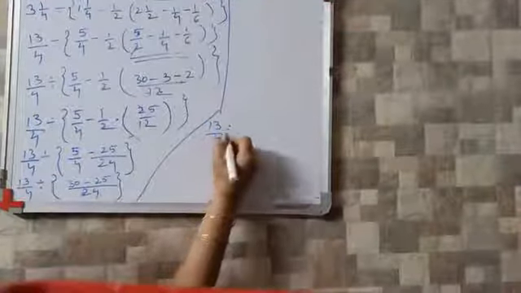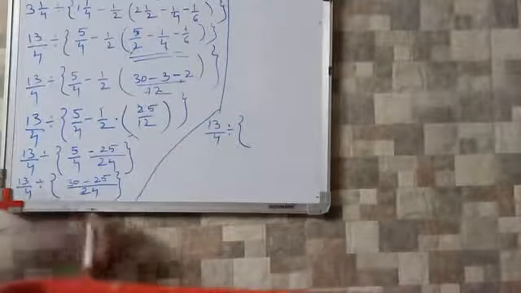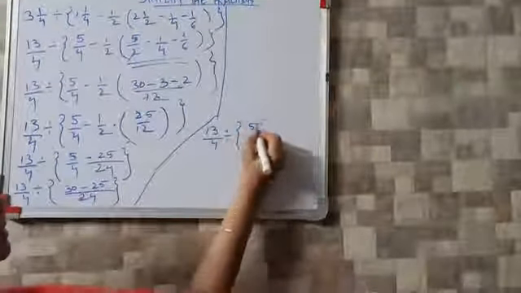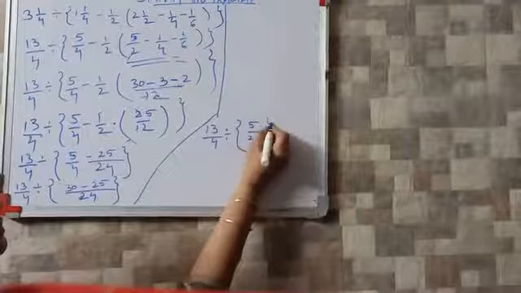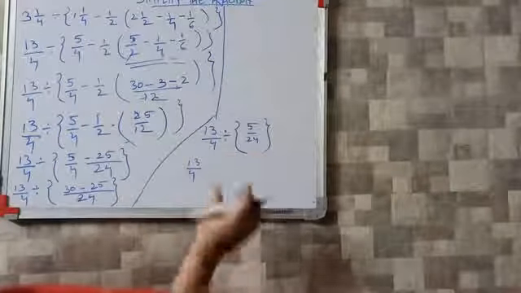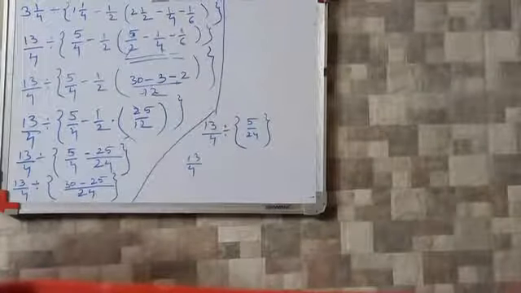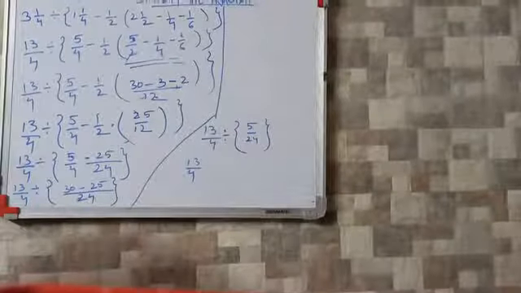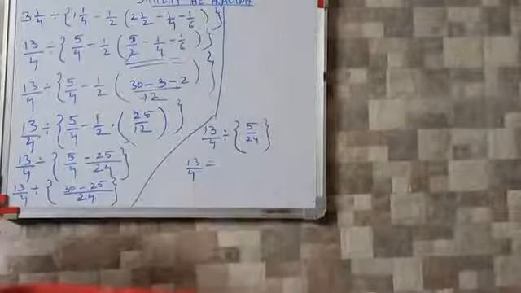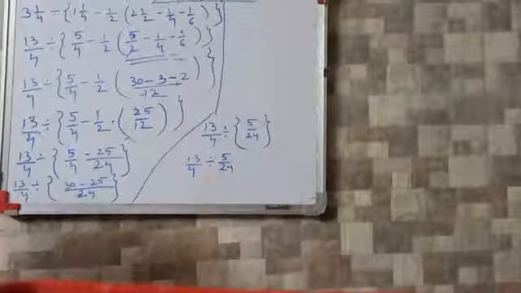13 upon 4, division. In the curl bracket, solve this bracket. 30 minus 25, 5 upon 24. Then curl bracket close. 13 upon 4. Now I told you before, now remove the bracket. How will you remove the bracket? Before the bracket, division sign is there. So I told you, division as it is we will write, and the number 5 upon 24 also we write as it is.